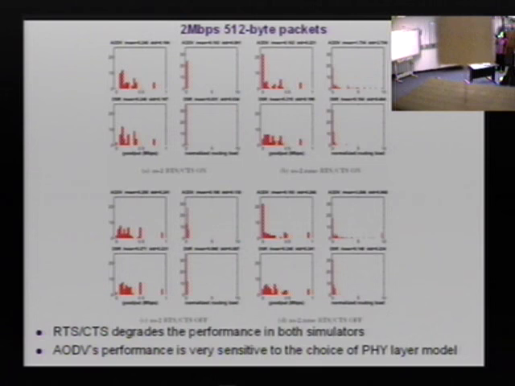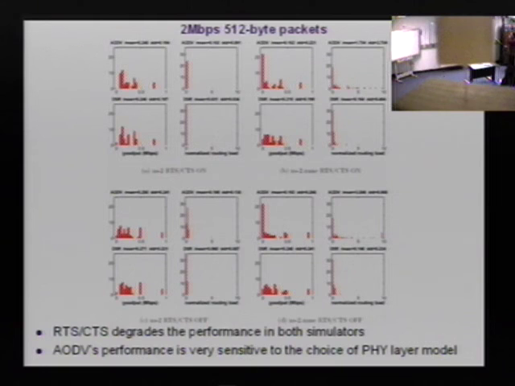And then we switch to 2 megabits per second. Basically, if you can't see an improvement in 1 megabit per second, you shouldn't be able to see any improvement at 2 megabits per second, because when you increase the data rate, the overhead of RTS-CTS increases. So NS2 and NS2NM still agree that RTS-CTS degrades performance.